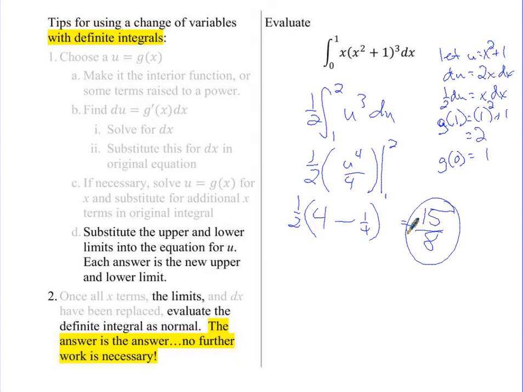Do more definite integrals with u substitutions. Do you want to check to make sure that this actually works? We don't have to start all over. That's right. The answer is the answer. You don't have to go back, okay? But it might be helpful if we check to make sure that this actually did work. We should get 15/8 if we back substitute and use the original upper and lower limits.